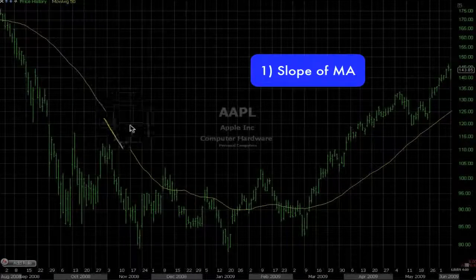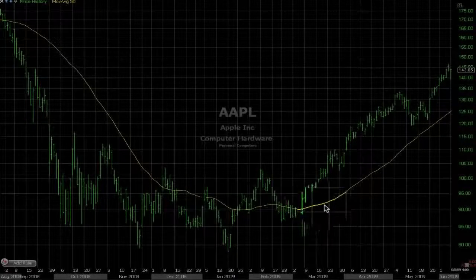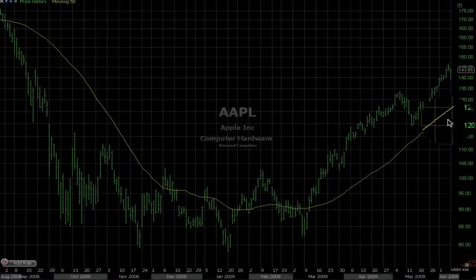So when the slope of the MA is down, you got a downtrend. When it's sideways, you got sideways market, and when it's upsloping, you got an uptrend.